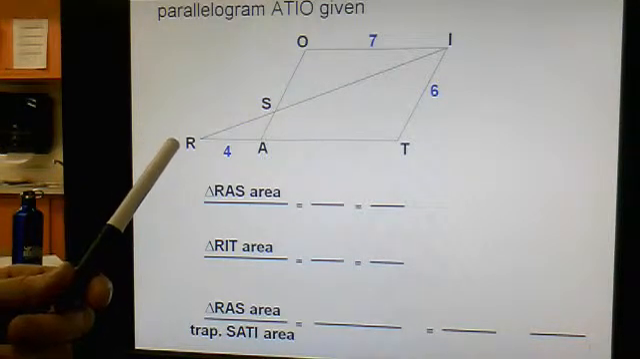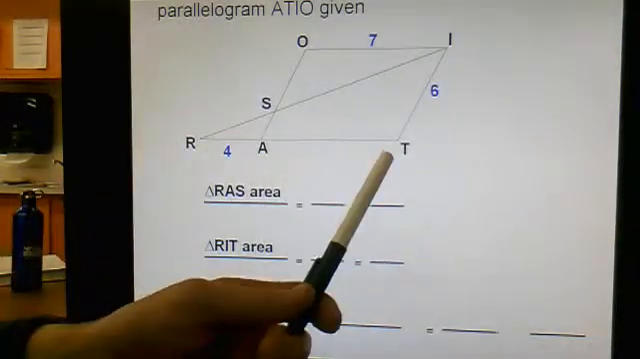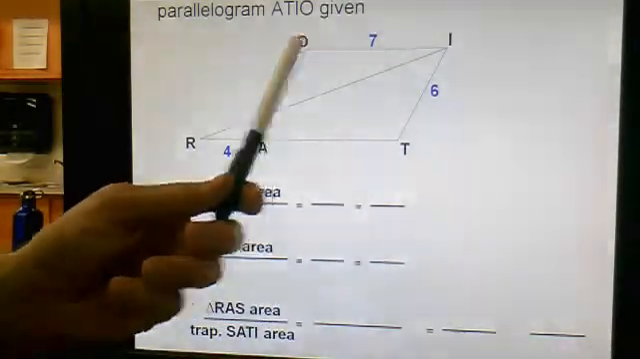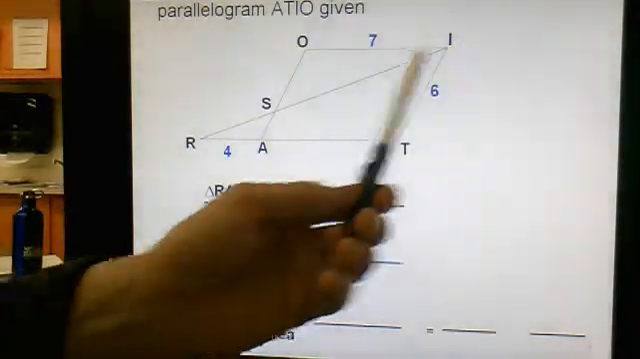If you go around in a counterclockwise fashion, these are my labels: R-A-T across the bottom, I, O, and S. One important piece of given information: RATIO is a parallelogram. So this is given. Don't overlook that. This shape is a parallelogram.